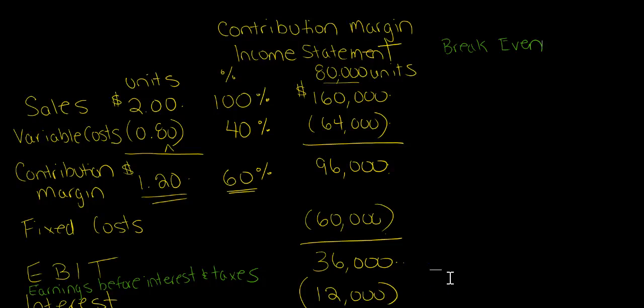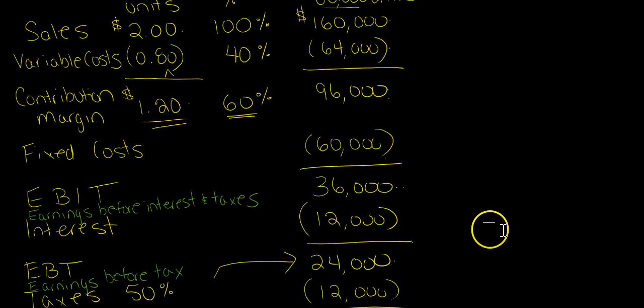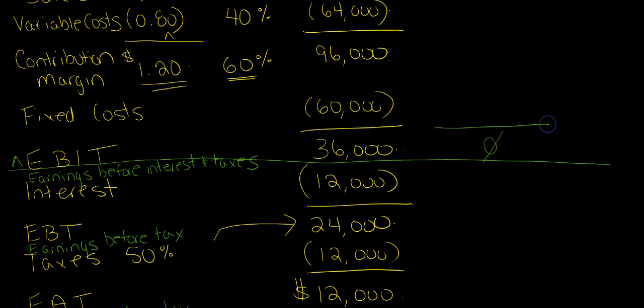Now I'll introduce you to a concept that's called break even. So all we're trying to figure out is, we'll run it just up to this part of the statement. So up into earnings before interest and taxes, what I'm trying to figure out is how many units I need to sell in order to make absolutely nothing. So it's your break even point.